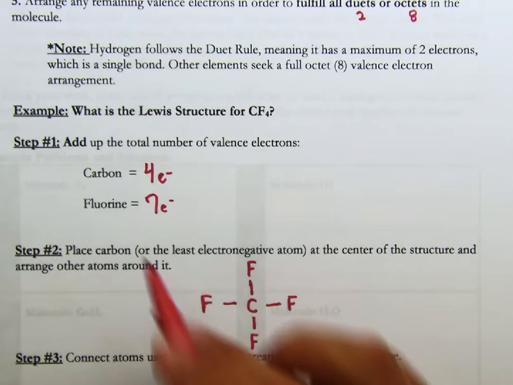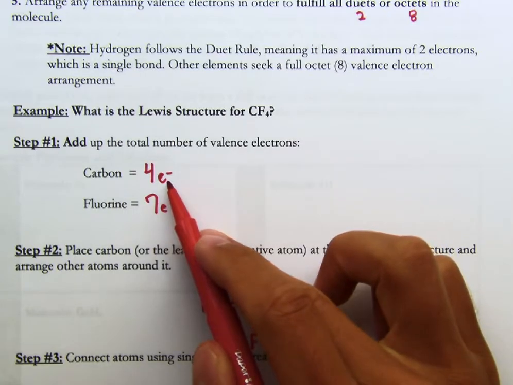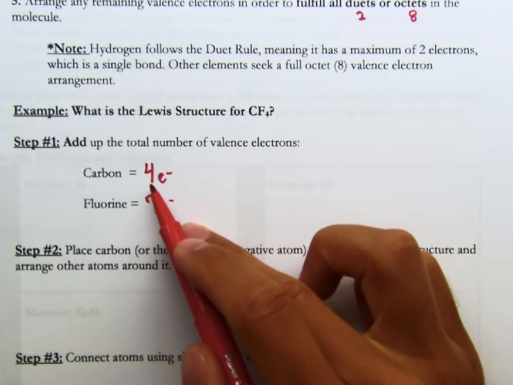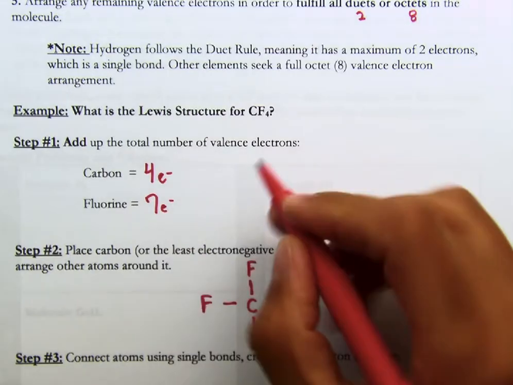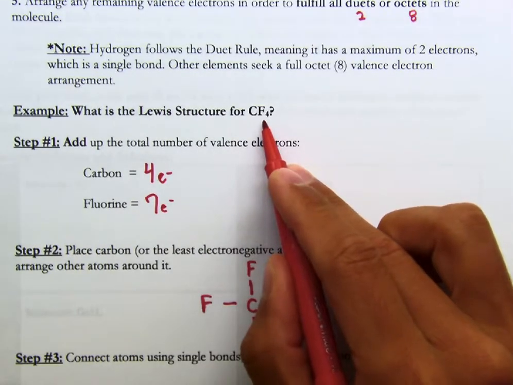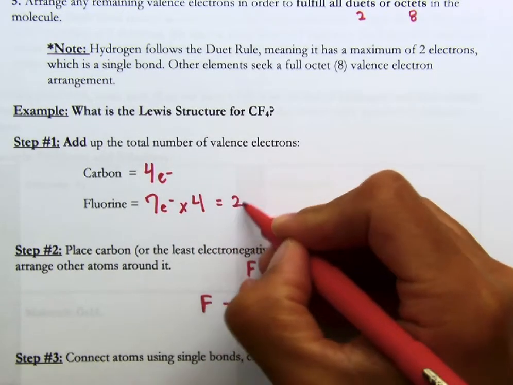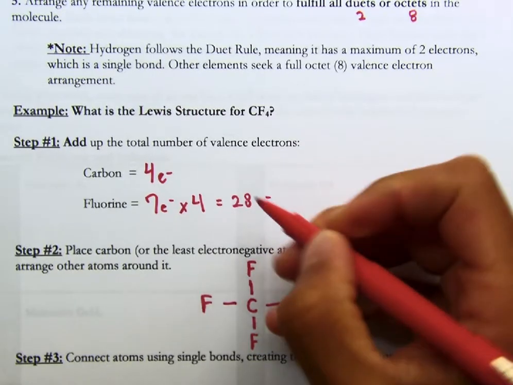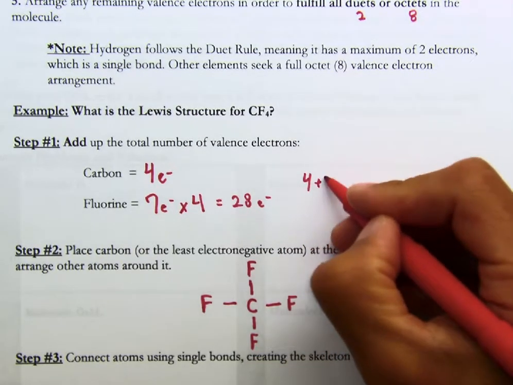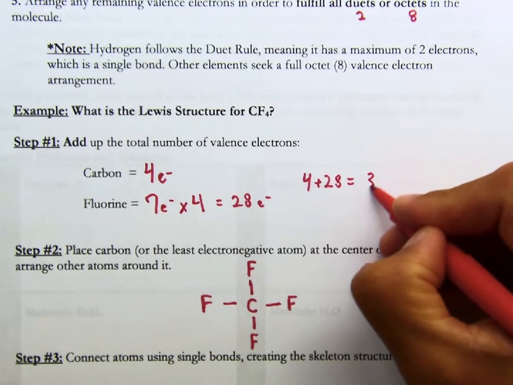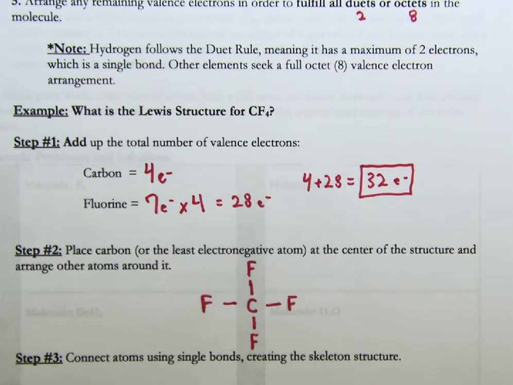Now, in step 1, it says add up the total number of valence electrons, and this is a key idea. Carbon has 4 and fluorine has 7, but our total is not 11 because we have 4 fluorines. If we have 4 fluorines, we need to multiply this by 4, which gives us 28 valence electrons. Adding up the total, it's 4 plus 28, so 4 plus 28 is 32 valence electrons. So that's our total number of valence electrons.